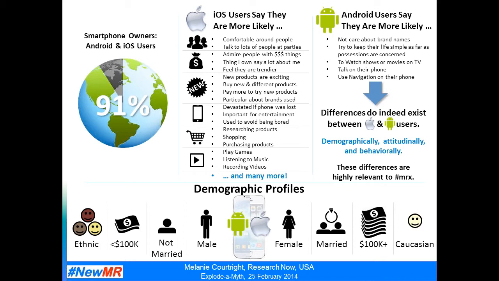So what you'll see there is that iOS users, based on this parallel study, are more likely to say that they're comfortable around people, talk to lots of people at parties, admire people with expensive devices and things around them. They think the things that they own say a lot about them. They feel they are trendier. They find new products to be exciting. They buy new and different products. They pay more to try new products. They're particular about their brands used.